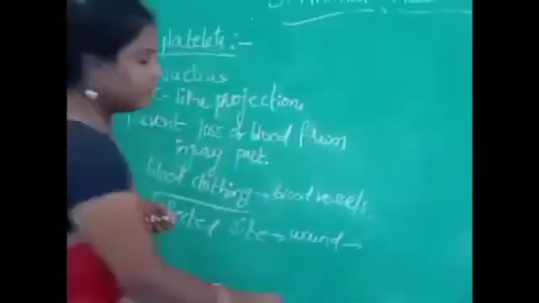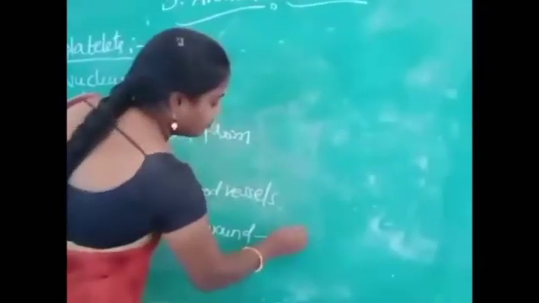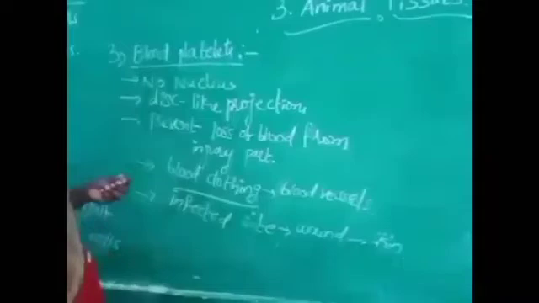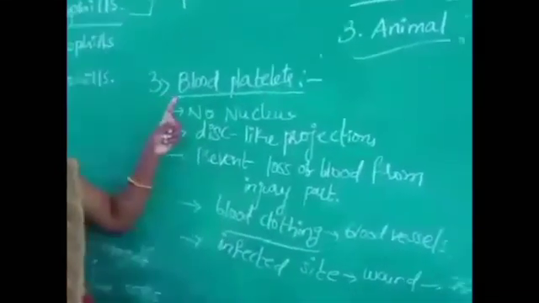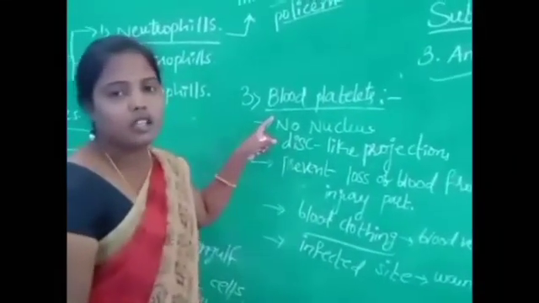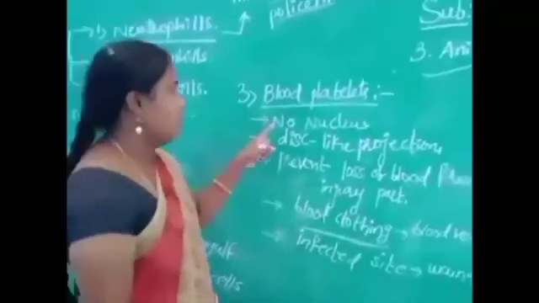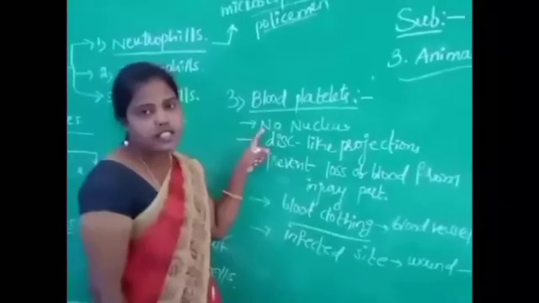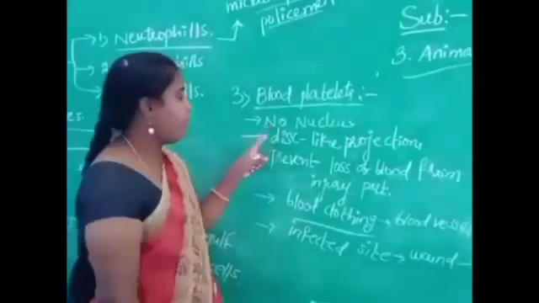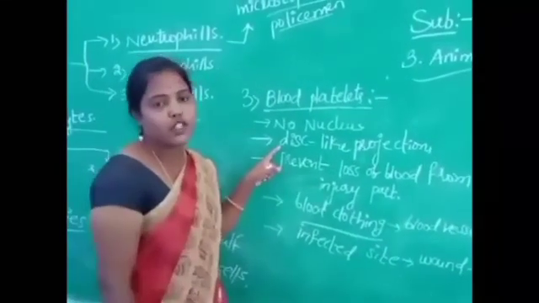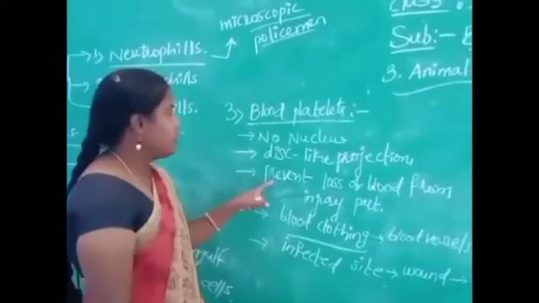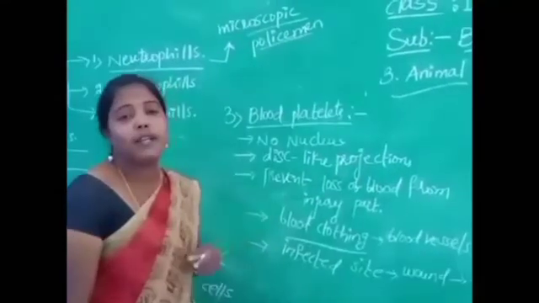Okay, this wound after some days will be converted into normal skin. Okay, Nana, so this is about what? Blood platelets. Very important. The blood platelets are another type of blood cells. They do not have a nucleus in their cells. They are disc-like projections. So what is the function of blood platelets?